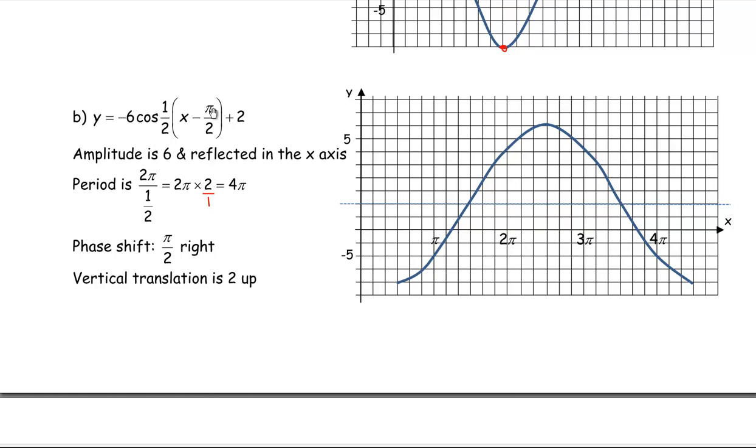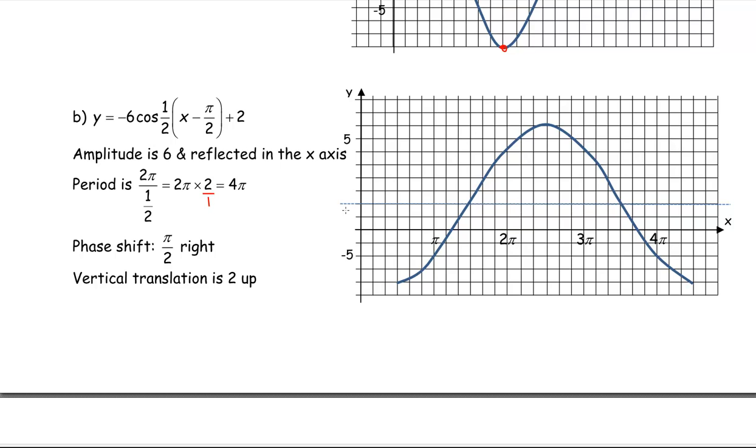The phase shift is pi over 2, and if it says x minus pi over 2, it's pi over 2 to the right. Remember, it's the opposite sign of this, it's actually x minus whatever the phase shift is. The plus 2 is the vertical translation. It goes up 2. So there's the plus 2 right there. It goes up 2. And so we're drawing a negative cosine graph.